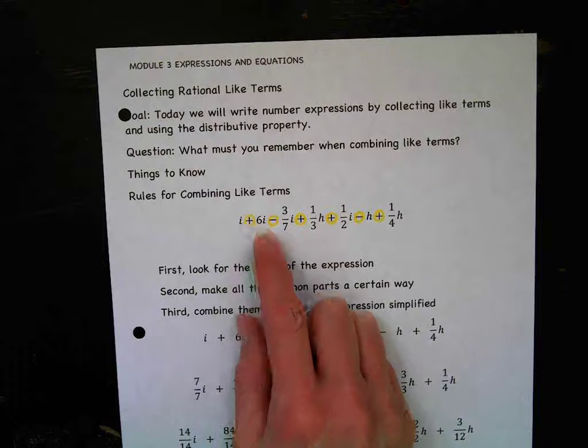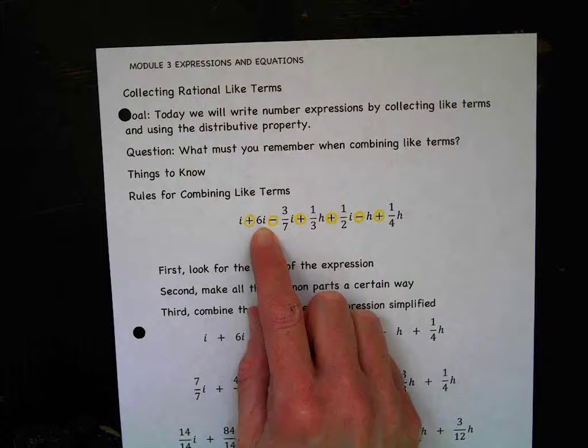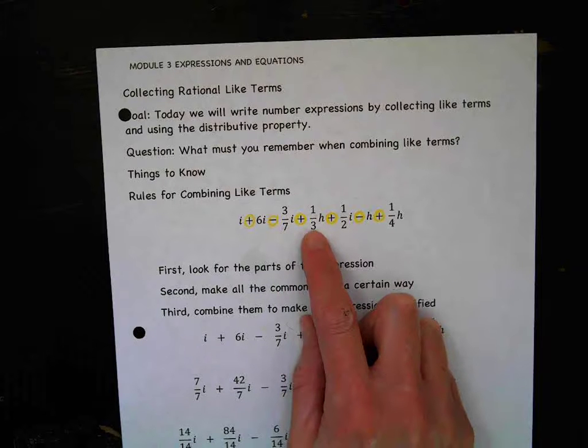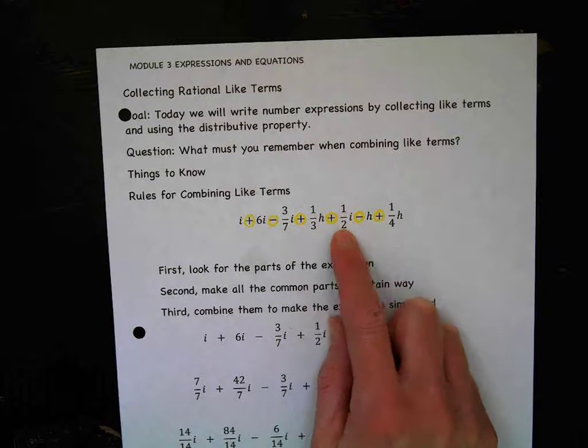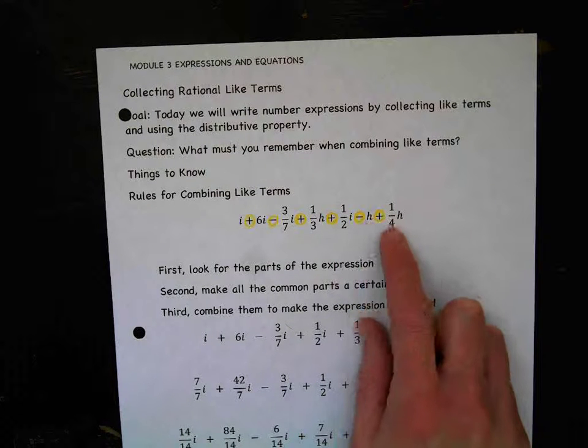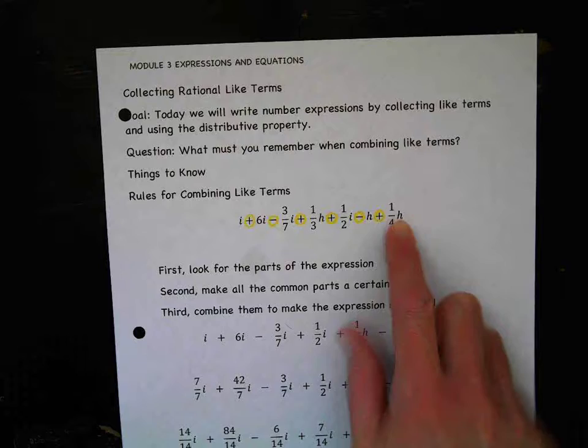I see an I here. I see 6I right here. I see 3/7 I here. I see 1/3 H here. I see 1/2 I here. I see an H here. And then I see 1/4 H here.